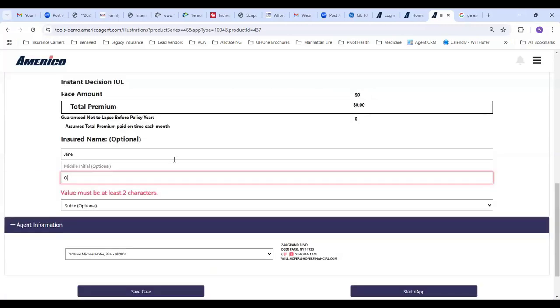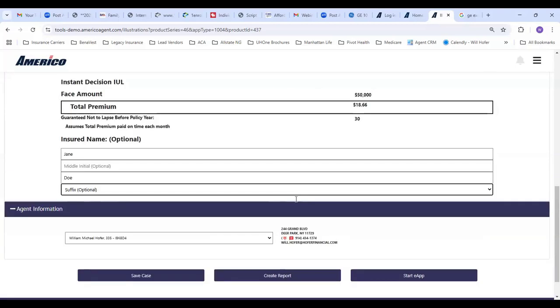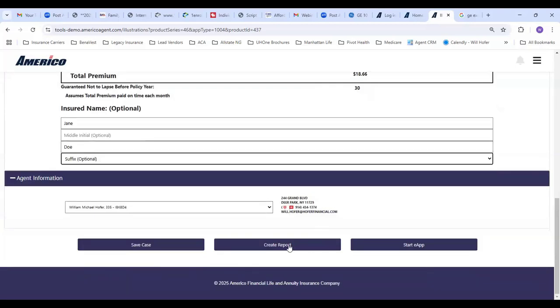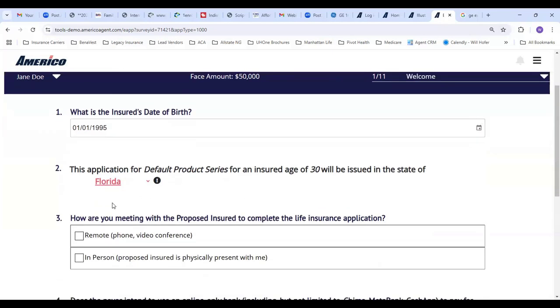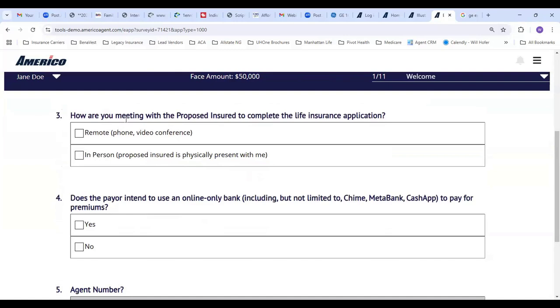All right, so we're going to set up Jane Doe in a minute. And here you can create a report or start an e-app. We're going to go ahead and start an e-app. Okay. I think it's supposed to be 1995 to be exactly 30. Okay, we're doing Florida. Okay, this is going to be remote.